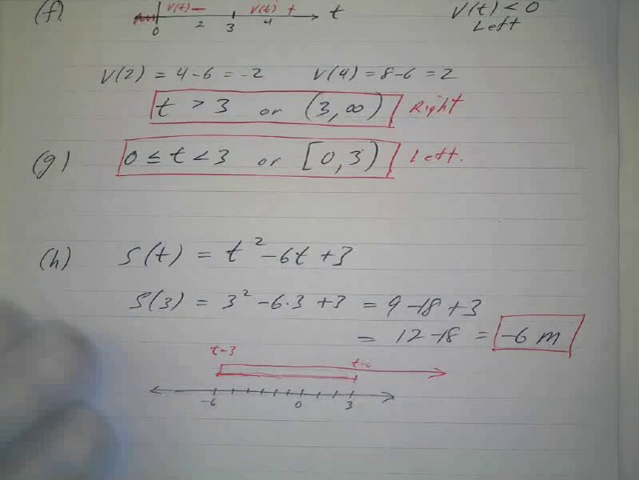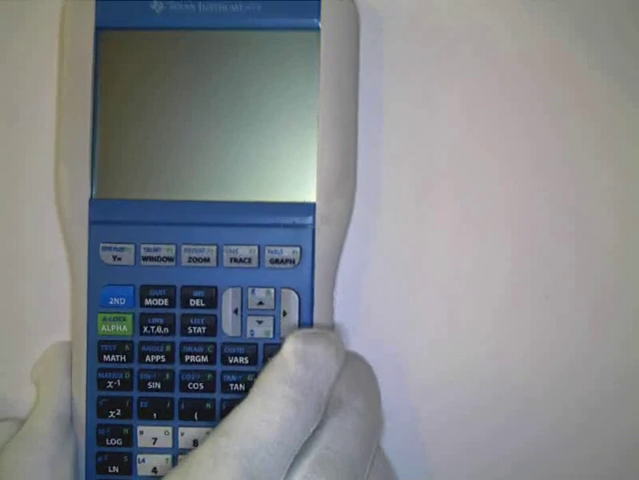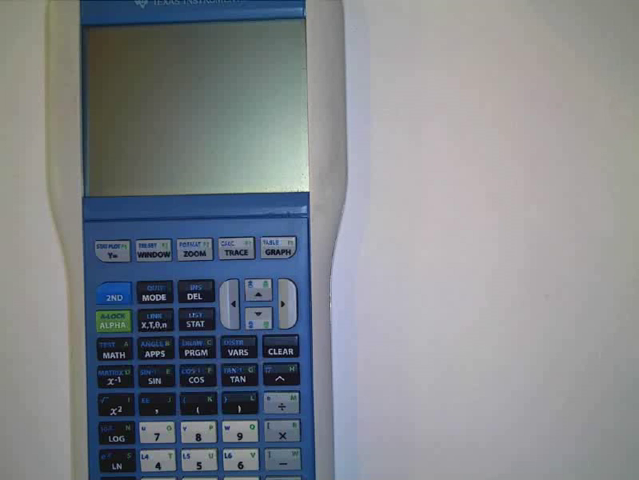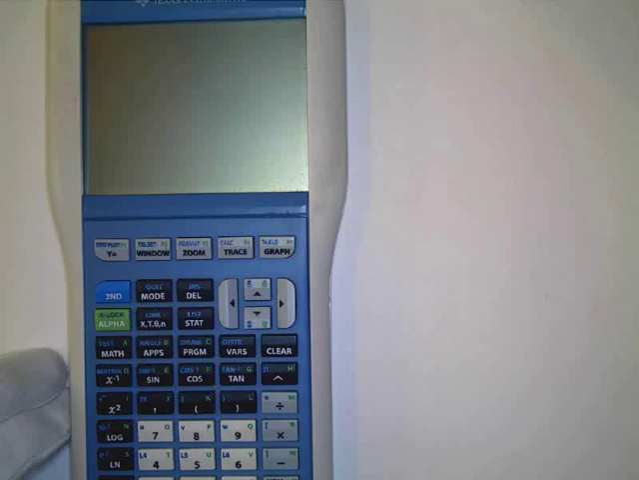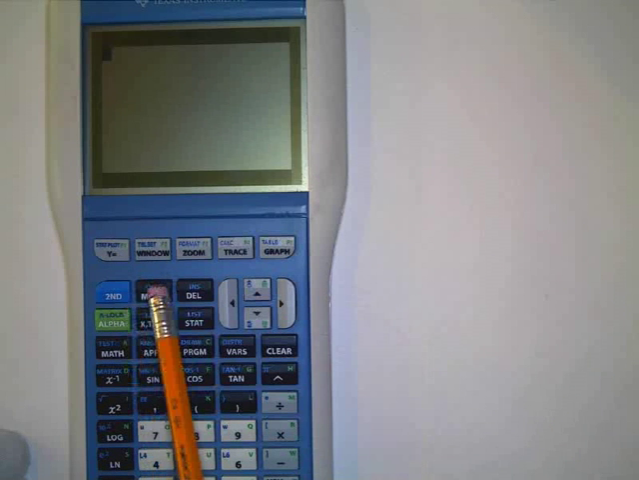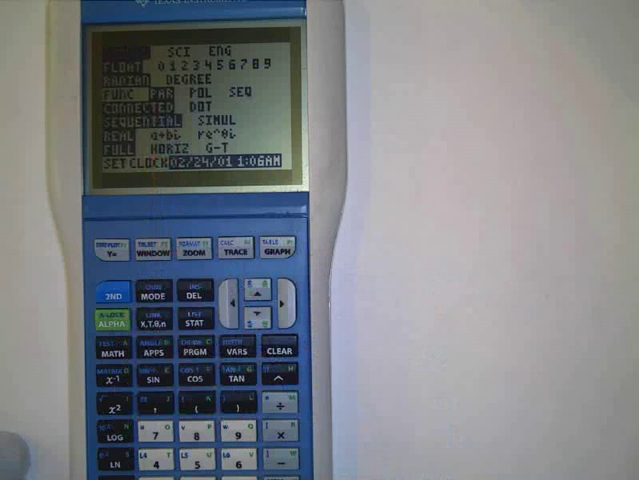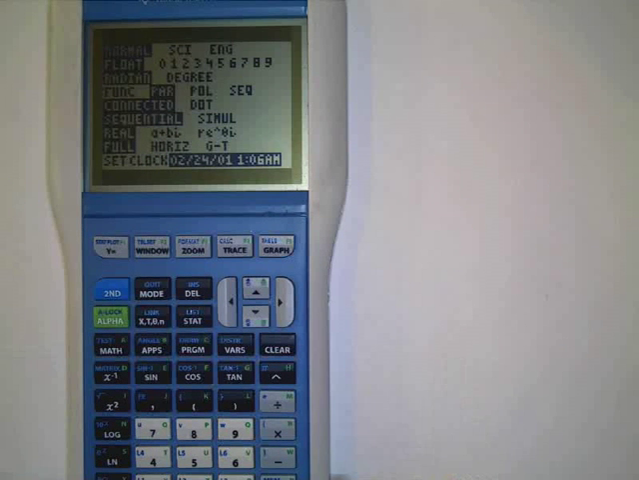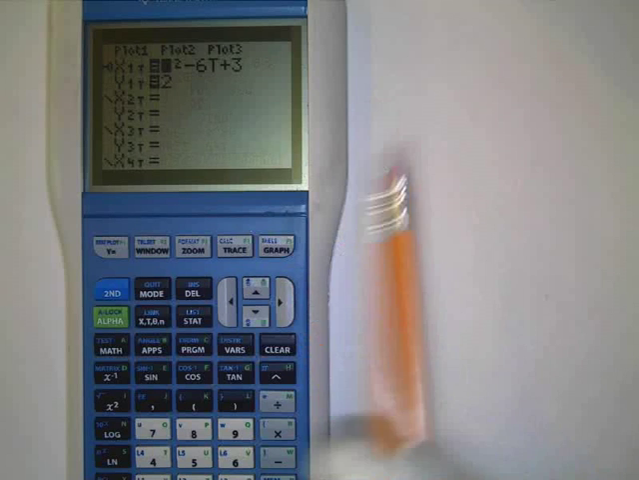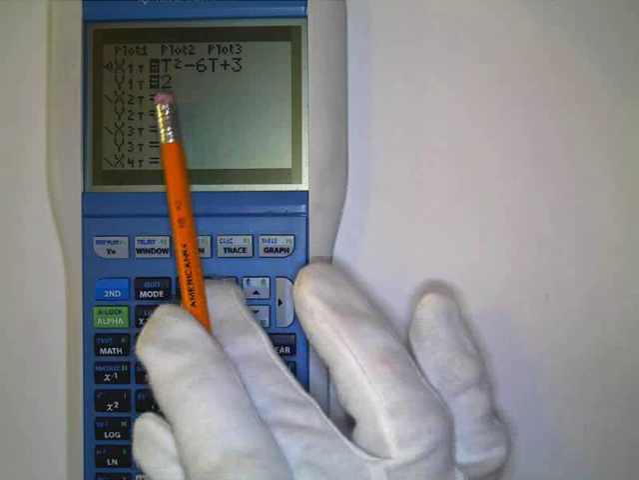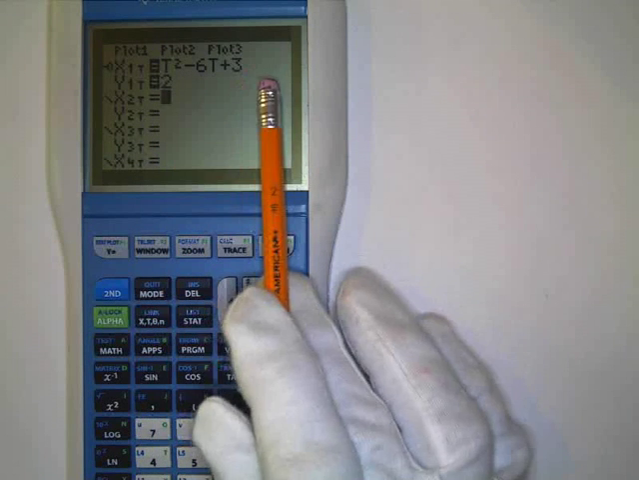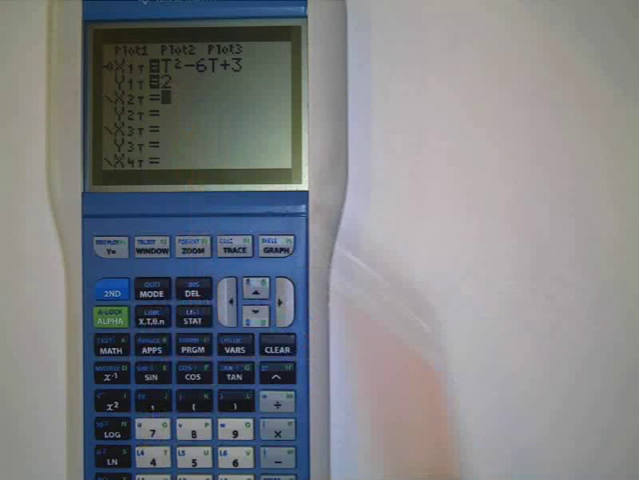So this is pretty cool. So let's take a look at this. All right, and then you've got to turn on the parametric, of course, and go to mode, and make sure we're in the parametric mode. Okay, and then you can go back to y, and I put my function in. This is my t squared minus 6t plus 3, and I'm going to do this on the horizontal line y equals 2, so I can see what's happening.